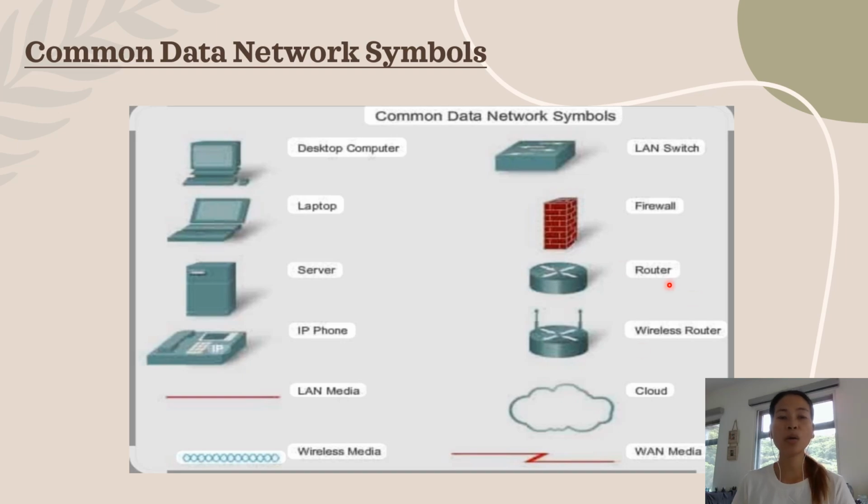So these are the common data network symbols. This is the symbol of a desktop computer, a laptop, a server, iPhone, LAN media, wireless media, LAN switch, firewall, router, wireless router, cloud, and the WAN media.